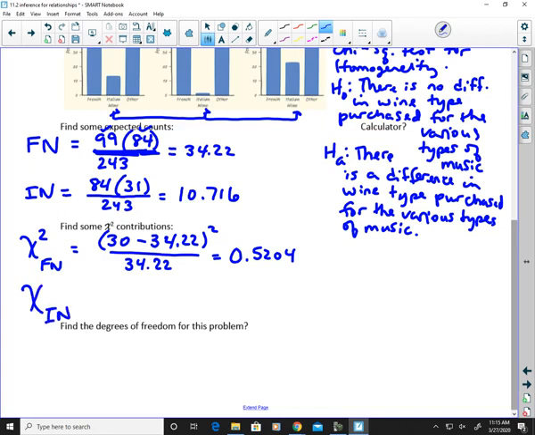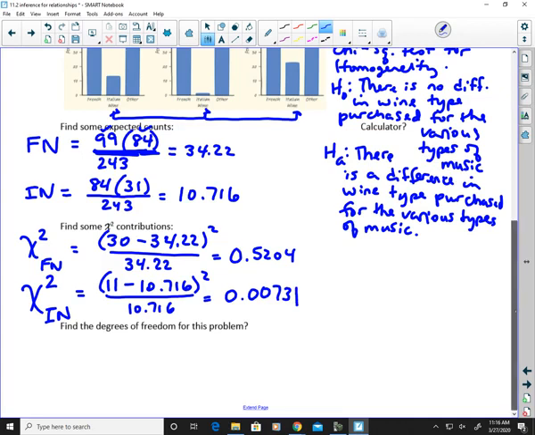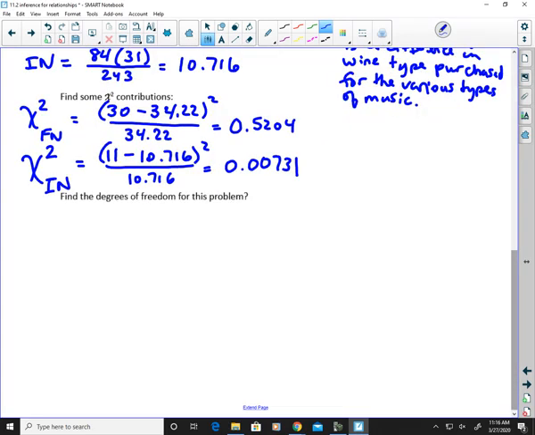This is Italian no music, my chi-squared, and I see that as 11 minus 10.716, and then divide by 10.716. Oh, I forgot to square it. And I get 0.00731. And so those are just some of the chi-squareds. Italian no music is very little contribution.